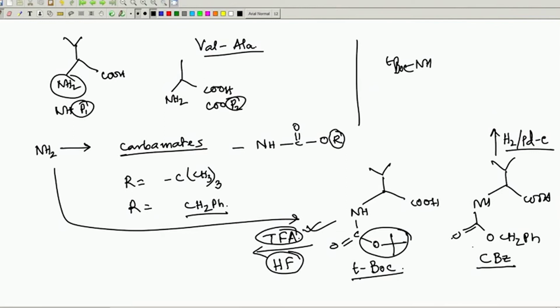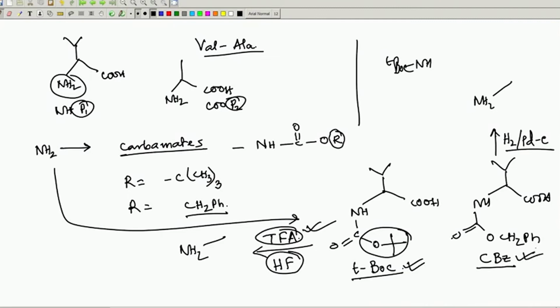So, in a peptide, if you have both these groups present, say a tripeptide, where this T-butyl is also present, then you can selectively deprotect one over the other. If you use hydrogen, this will be deprotected, so it will form the free amine, and if you add TFA, then this will form the free amine. These are very important. That means these two processes are orthogonal to each other, so you can selectively deprotect one, keeping the other intact. Okay. So, these are the two protecting groups for the amine.